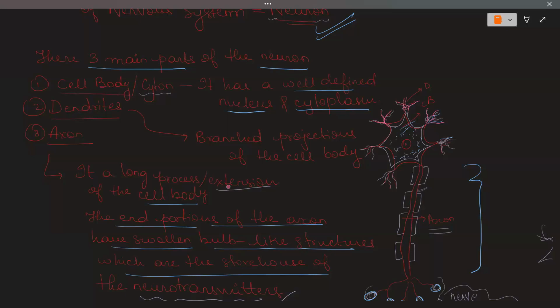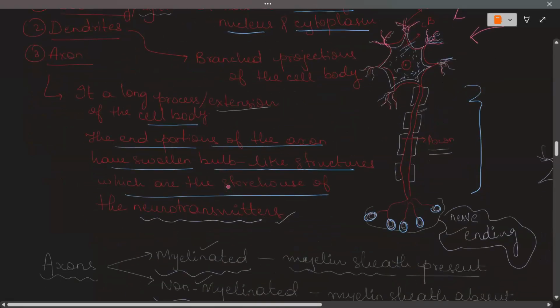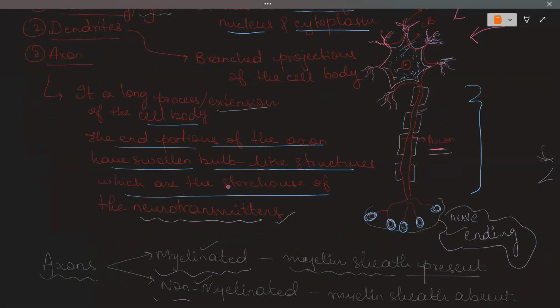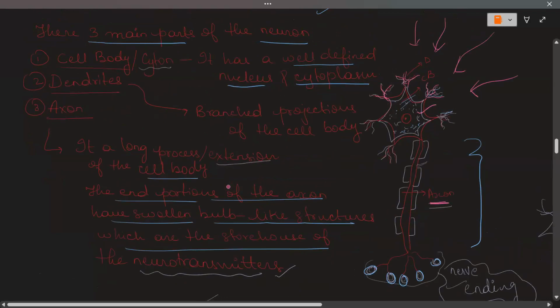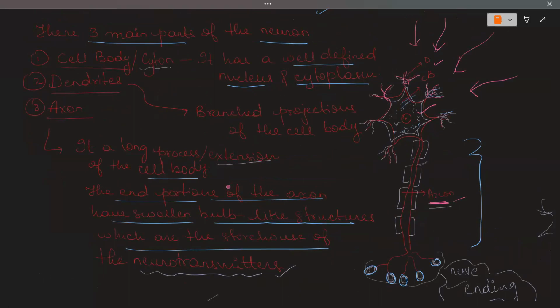Projections of the cell body. And what they do, say for example, it brings all the signals from the surrounding to the cell body. Then comes the axon. Now see, as I told you, when I asked you what the parts of the neuron are, you started with axon, isn't it? Always start with the cyton, then the dendrites, and then the axon. Clear to everyone?